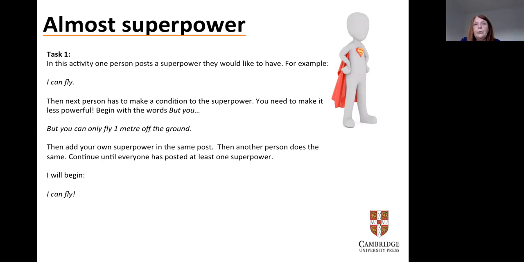I'm going to try this with you. As there are so many of us, far more than you would ever have in a class, it will be a bit more chaotic than it would be with 12 or 20 people in a class.